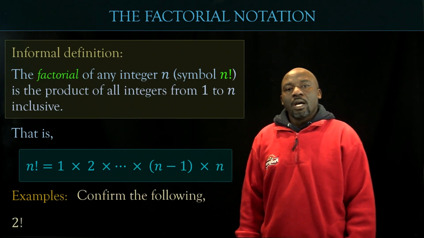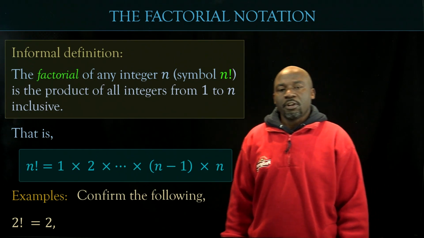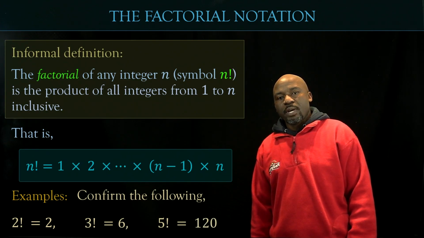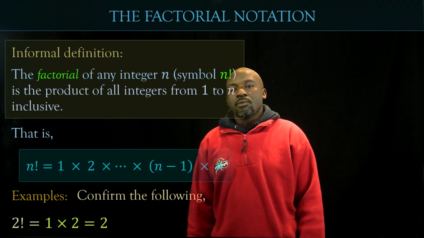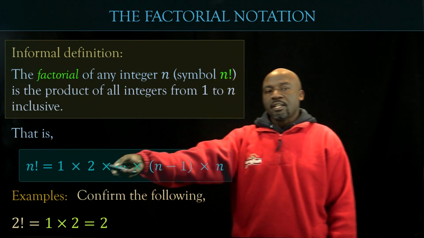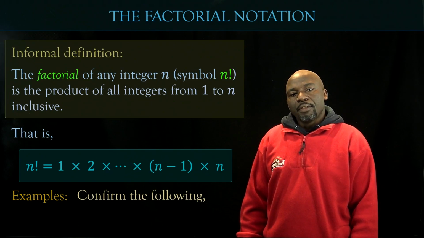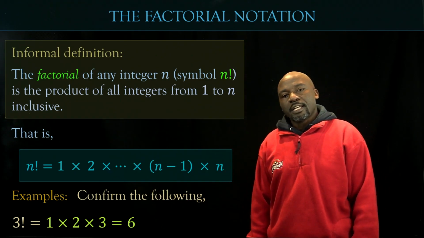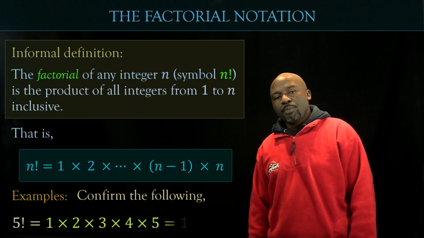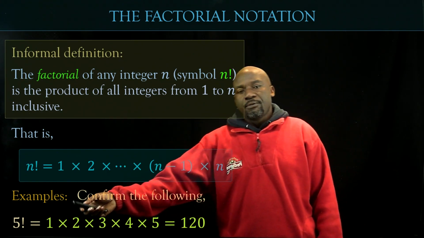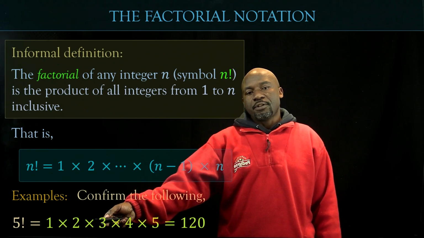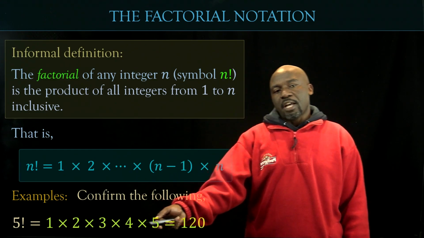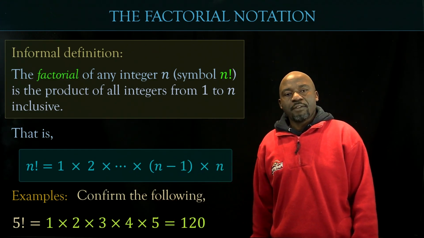Here are examples. We've already seen some. Confirm the following: that 2 factorial is 2, that 3 factorial is 6, and that 5 factorial is 120. That's very, very easy. 2 factorial means 1 times 2 according to that definition, and so that is 2. 3 factorial would mean 1 times 2 times 3, according to our definition, and so that is 6. And 5 factorial would be 4 factorial times 5, all right. 4 factorial is 24, or 3 factorial, which is 6, times 4 is 24. And 24 times 5 is going to be 120. So 5 factorial is 120.